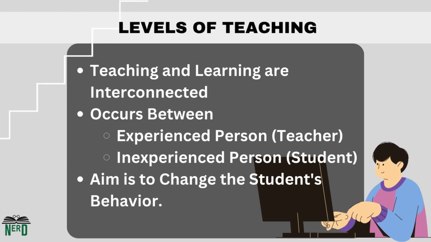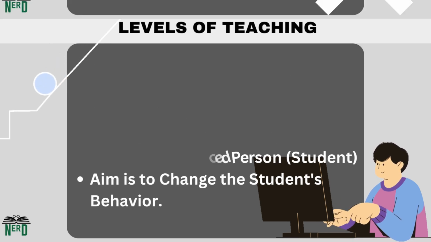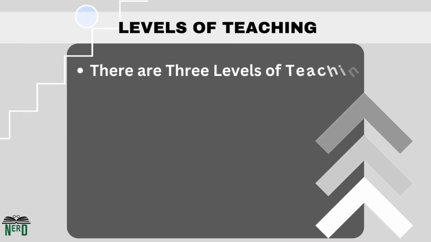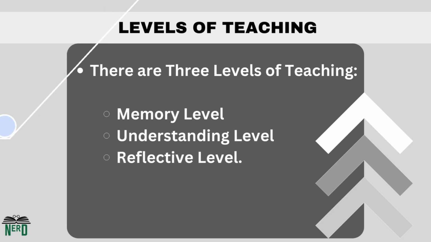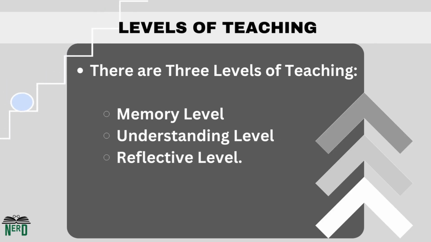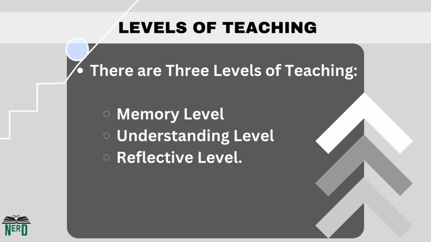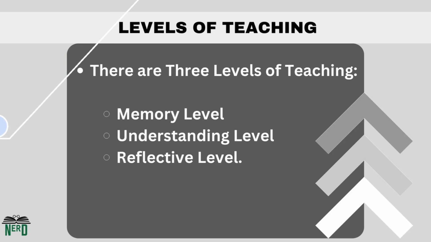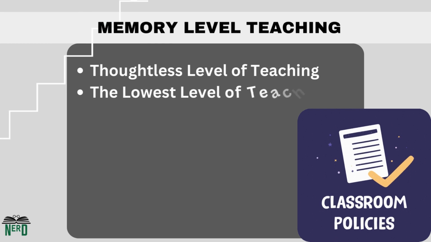During teaching, an interaction occurs between an experienced person, a teacher, and an inexperienced person, a student. Here the main aim is to change the student's behavior. So basically, there are three levels of teaching. First is the memory level of teaching. Second is the understanding level. And the third one is the reflective level. Now let's discuss each of the levels in detail.